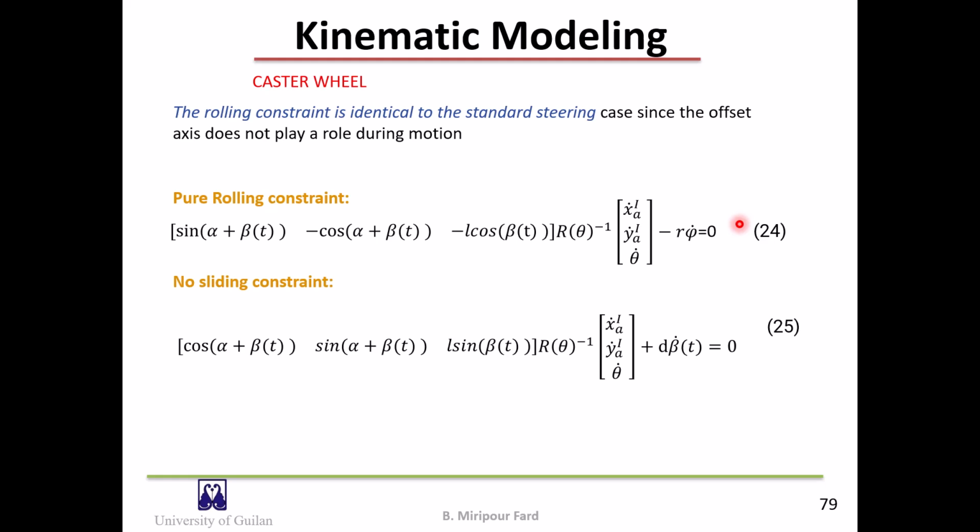The rolling constraint is identical to the standard steering case for the caster wheel, since the offset axis does not play a role during motion. The no side sliding constraint here for a caster wheel is different. The lateral force on the wheel occurs at AR, the reference point on the robot, because this is the attachment of the wheel to the chassis. So this is different from what we obtained for the steerable wheel.